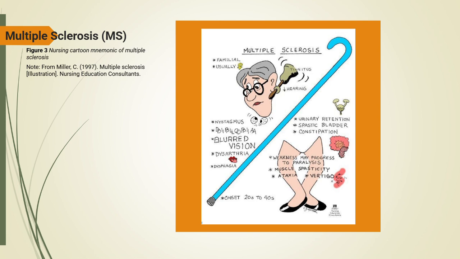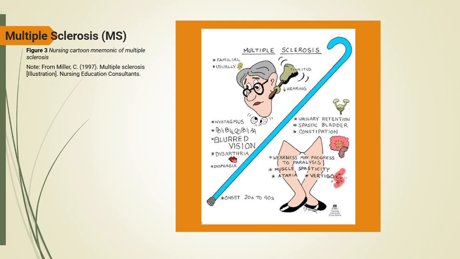As we move downward, the illustration highlights motor deficits such as muscle weakness, spasticity, ataxia, and vertigo, which occur when demyelination disrupts coordination and voluntary control of movement. These symptoms increase the risk of falls, injuries, and mobility impairment.